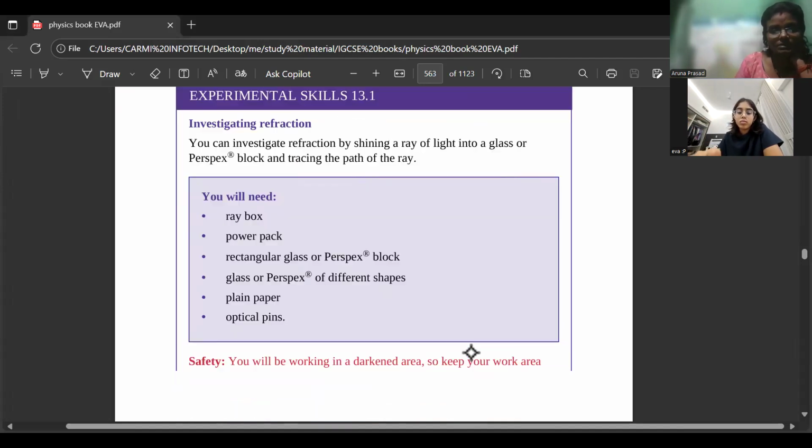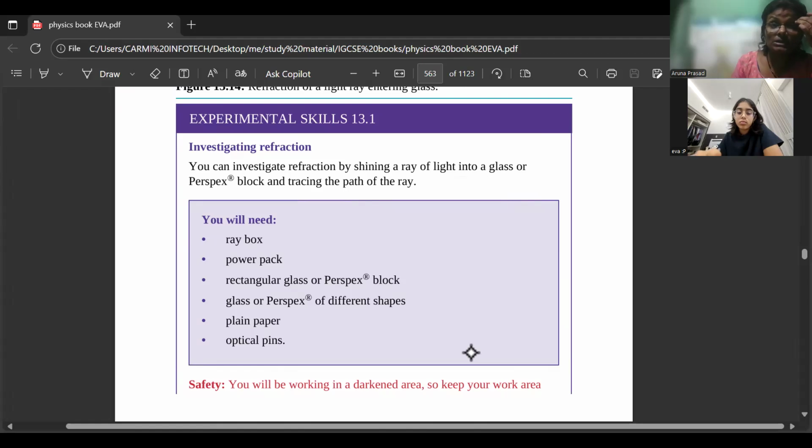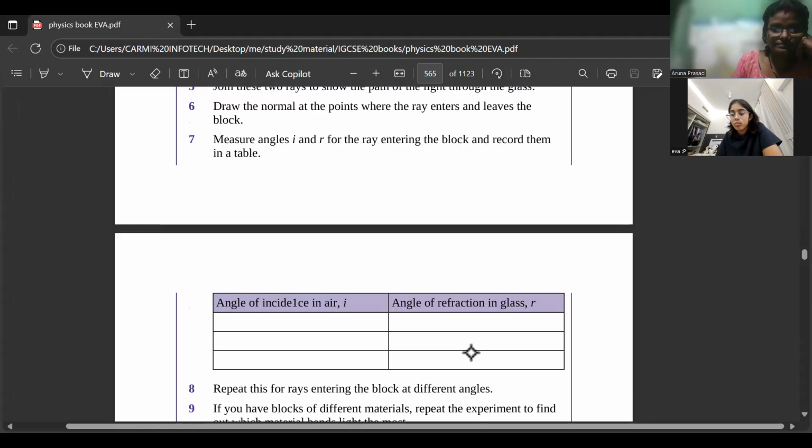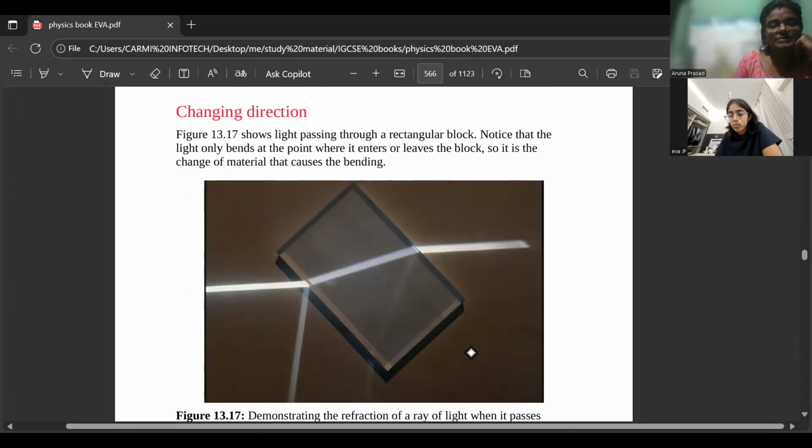Okay. Now, experimental skills. See, this is the main experiment you would definitely do in your school. It's like passing a ray of light through any glass. How does the ray of light change direction when it enters? When the change in medium takes place from 1 to 2 and then back to 1 again, that is explained here. But first let us see what is being said here.